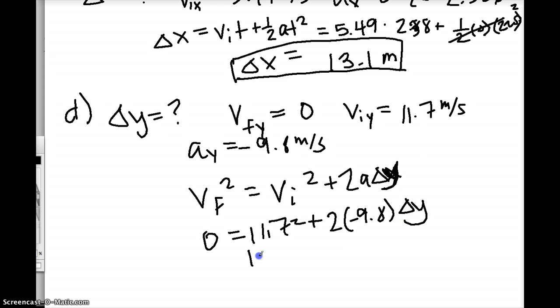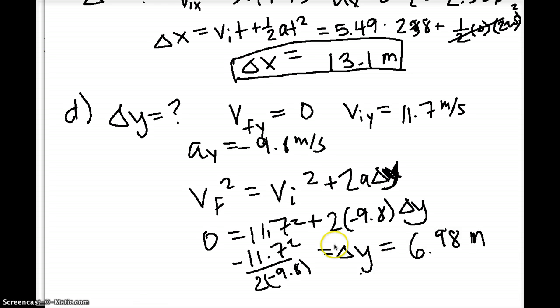Okay, so moving this over, and then I'm going to move this over so it's negative, and then divide by these two numbers to isolate delta y. And that equals 6.98 meters, and to 2 sig figs, that number will actually be 7.0 meters.